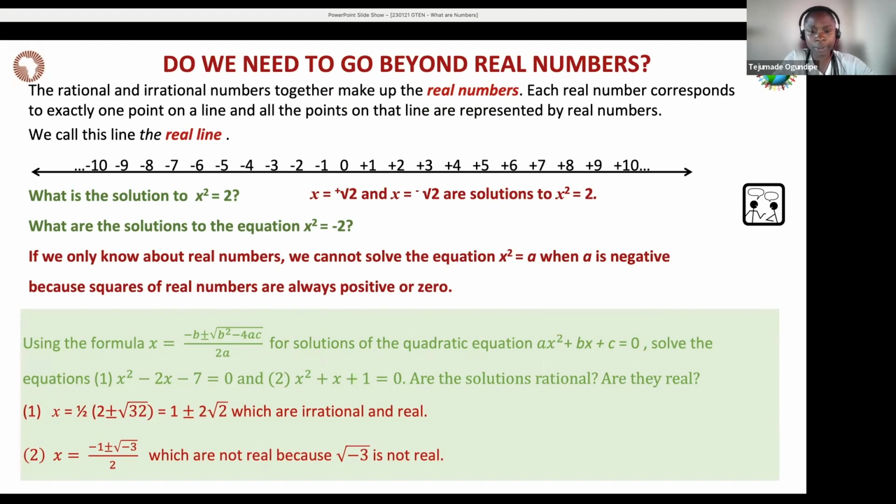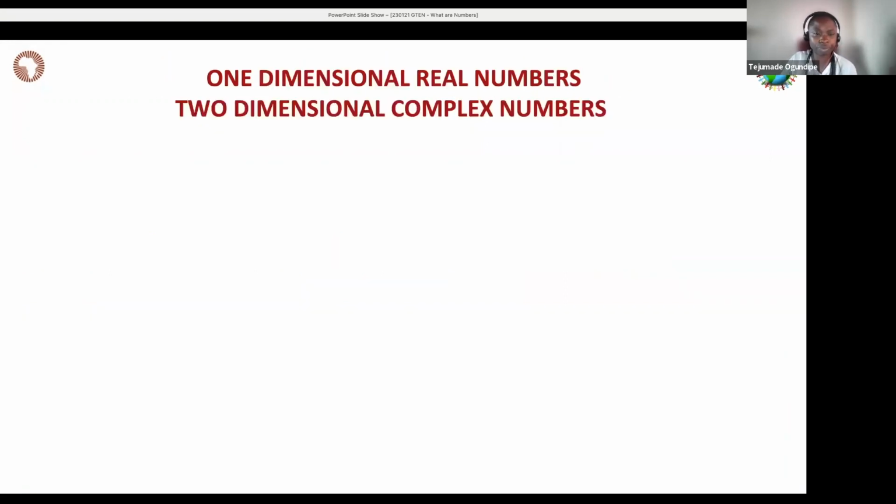Let's go to the next one, Tony. Thank you. What we have seen is one-dimensional real numbers. Tejamade talked about the points on the line. Now we're going to introduce the idea of two-dimensional complex numbers. When learners solve quadratic equations, they shouldn't say there are no solutions if what comes under the root sign is negative. They should say, we haven't learnt about them, but there's a different sort of number that we haven't met yet, and they are complex numbers. So we're going to extend our knowledge of numbers yet again.